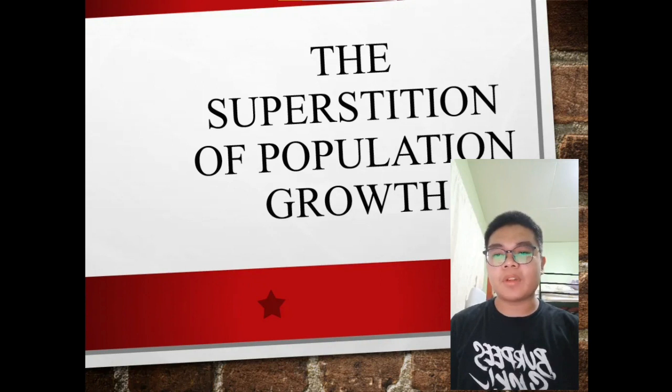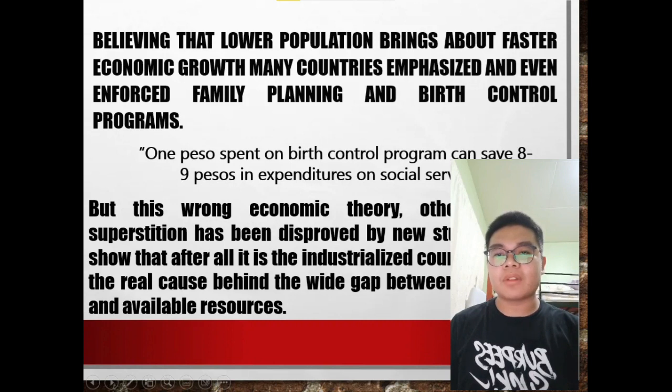The superstition of population growth. Believing that lower population brings about faster economic growth, many countries emphasize and even enforce family planning and birth control programs. One peso spent on a birth control program can save 8 to 9 pesos in expenditures on social services. But this wrong economic theory, others call it superstition, has been disproved by new studies which show that after all, it is the industrialized countries that are the real cause behind the wide gap between population and available resources.